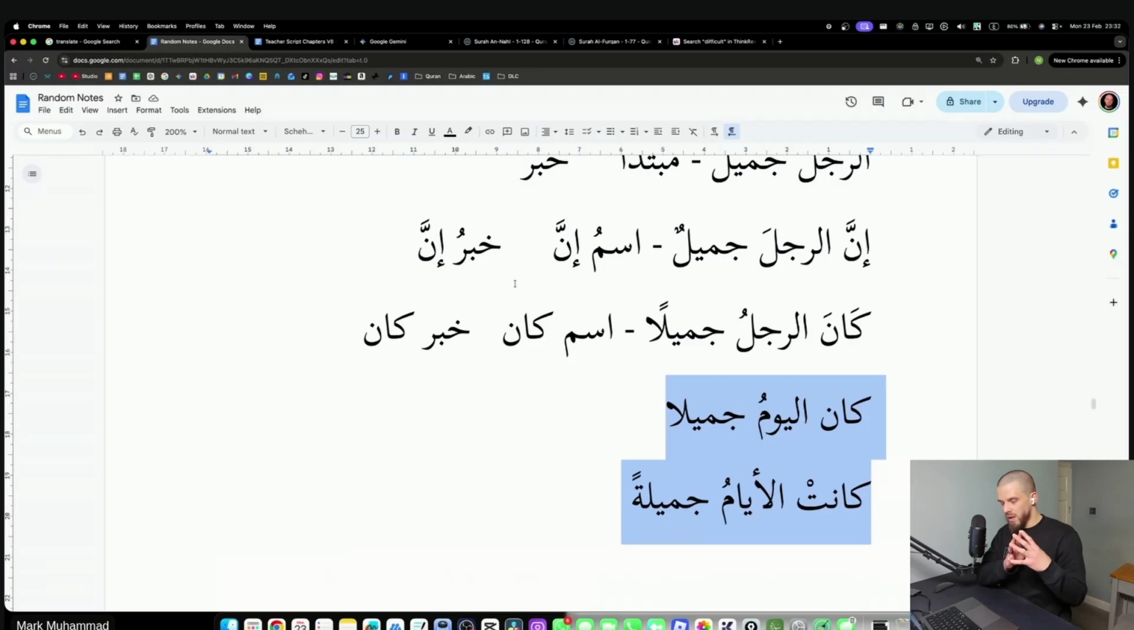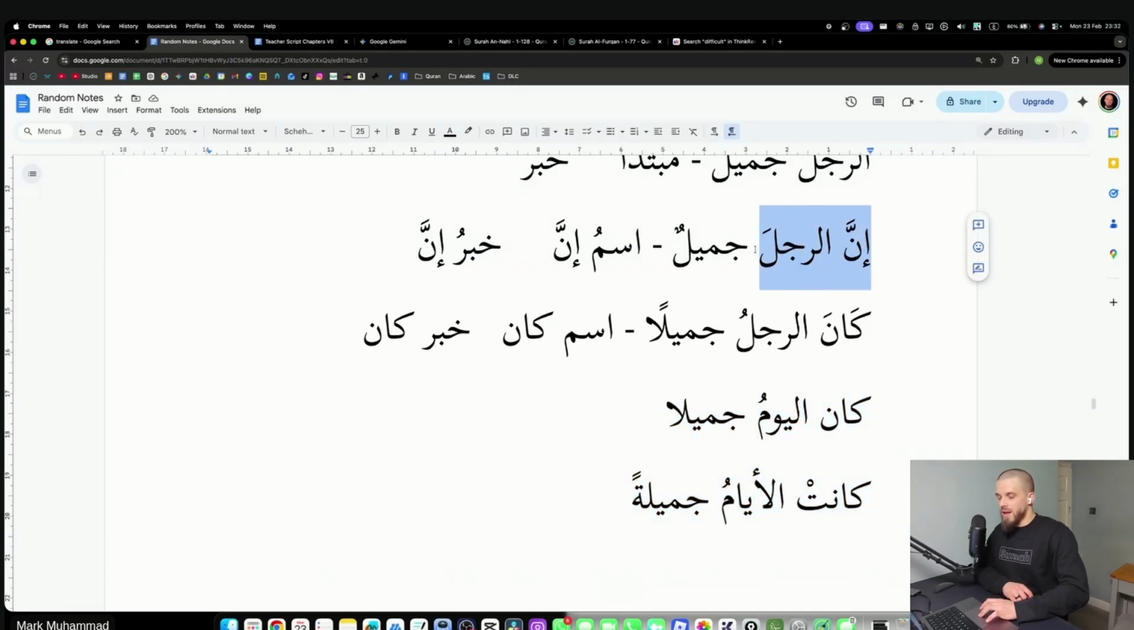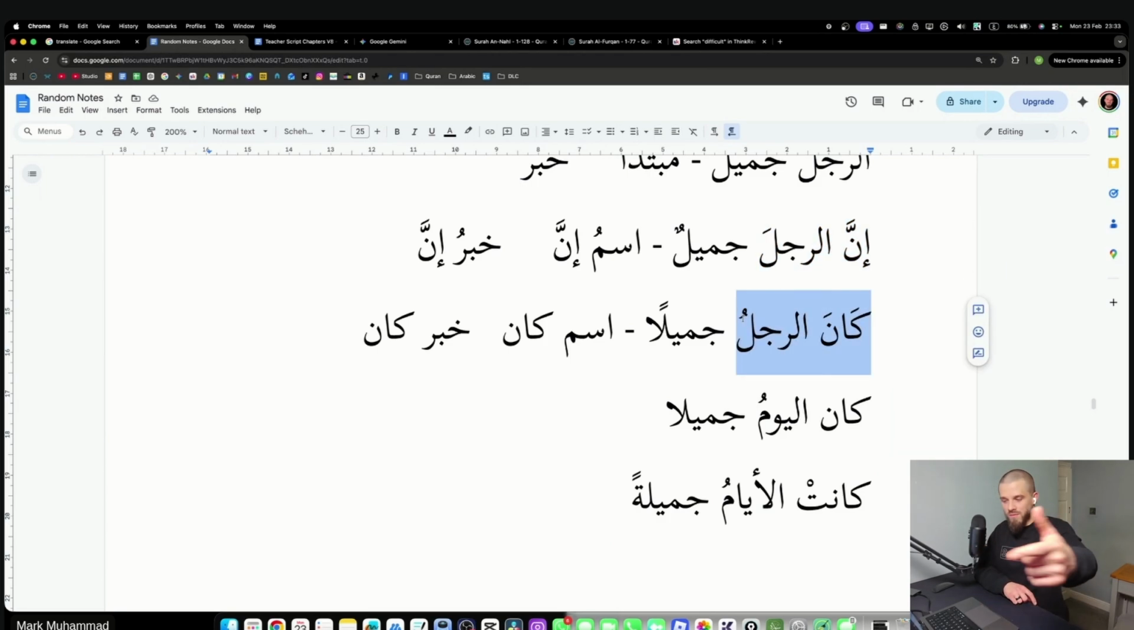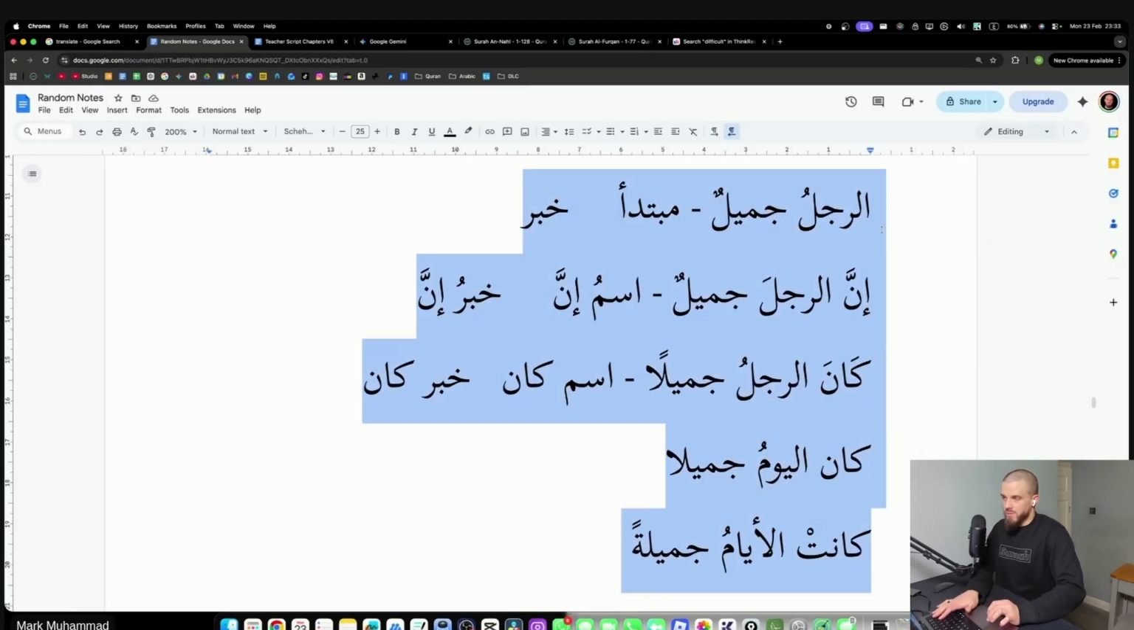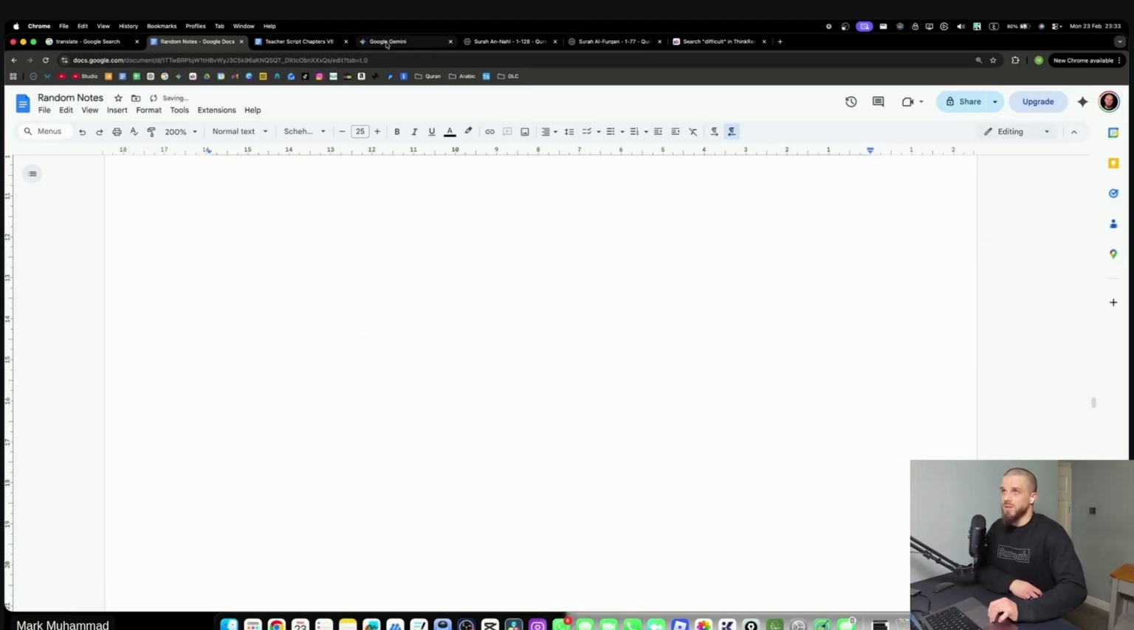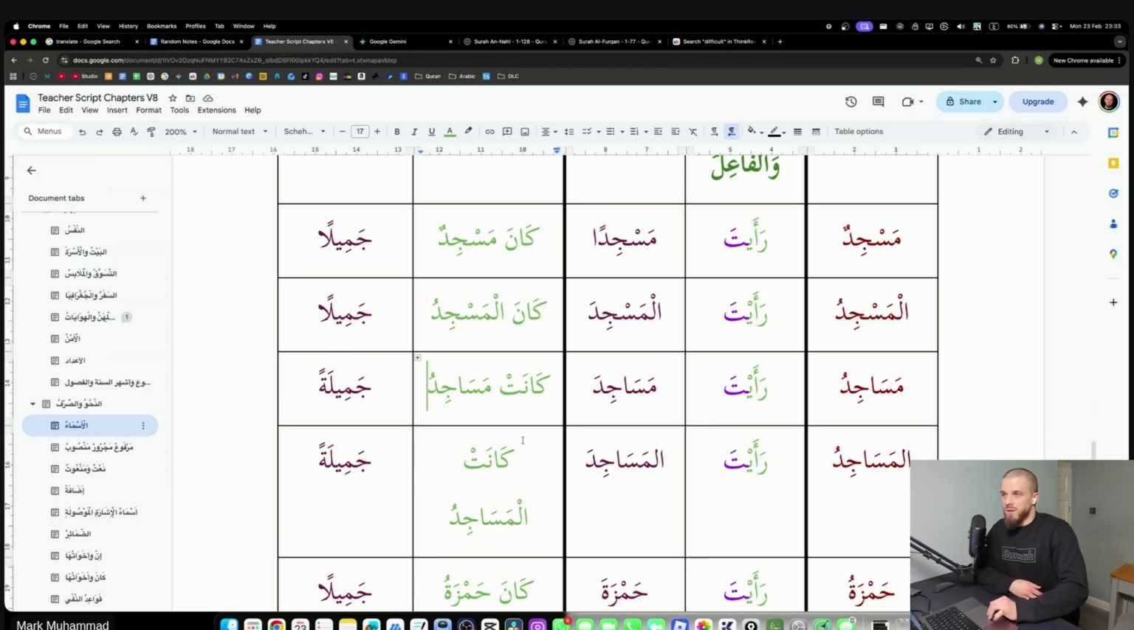Okay, so the only thing that we need to know is, if kana is in the sentence, a lot of the time, depending on the structure of the sentence, something has to be mansub. And it's not as easy as just saying whatever comes after kana is mansub. It's the opposite, unfortunately. Whatever comes after kana normally is marfu', and we need to figure out where the khabar is, because it's mansub. It takes practice. I just wanted to explain it to you guys, so you have an explanation.